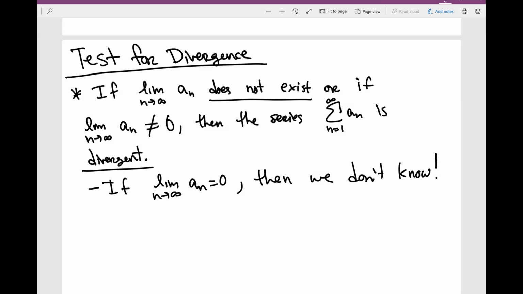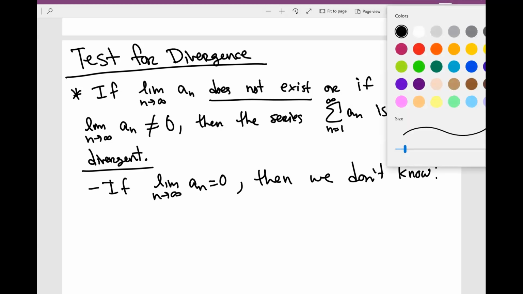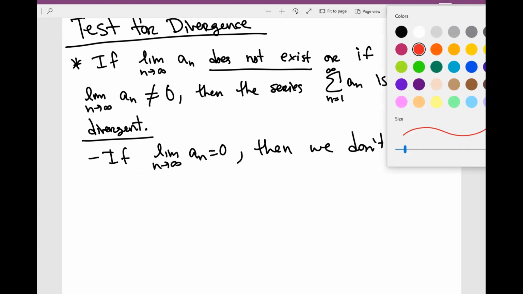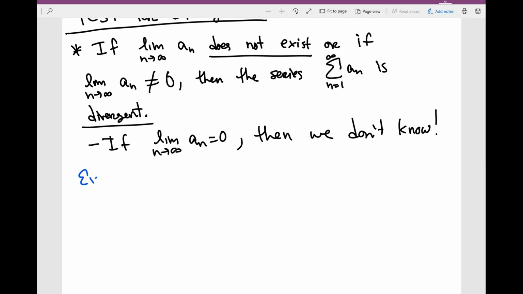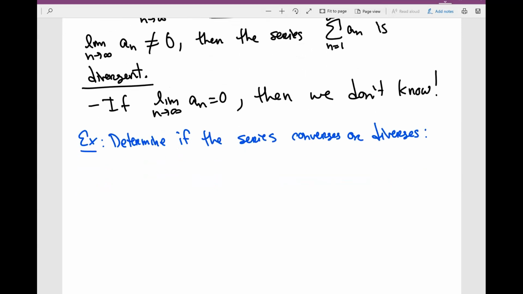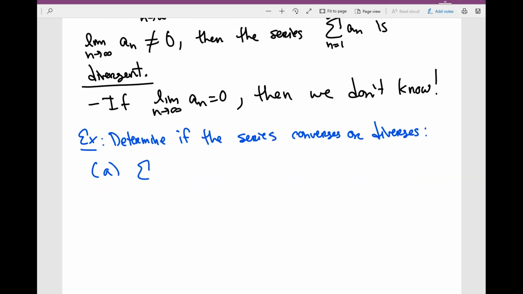Okay, so let's do a couple of examples using the divergence test. Example: determine if the series converges or diverges. Okay, so here's my first problem. The sum from n goes from 1 to infinity of 3n minus 2 divided by 4n plus 1.